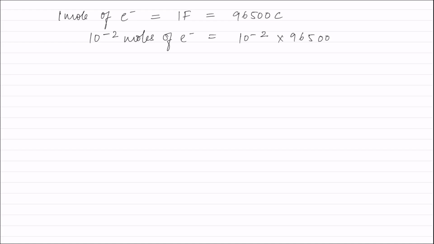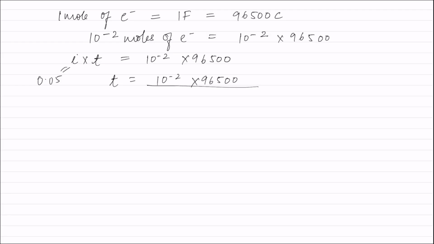Now, this charge is also equal to current into time. Therefore, we can write I into T is equal to 10 to the power minus 2 into 96500 coulombs. The value of I is equal to 0.05 amperes. Therefore, time will be equal to 10 to the power minus 2 into 96500 coulombs divided by 0.05, and this is equal to 19,300 seconds.